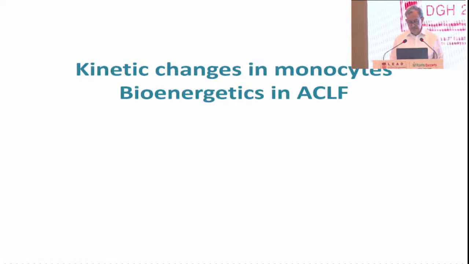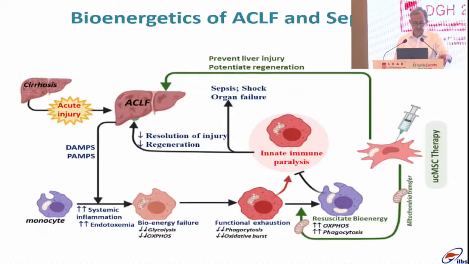Now I'll briefly touch on a very interesting area which might excite you, kinetic changes in monocytes, bioenergetics in ACLF. Now in ACLF, because of the injury in a cirrhotic liver, DAMPs and PAMPs, over a period of time, the cells in 24 hours have low glycolysis and low oxidative phosphorylation. And there is a functional exhaustion of neutrophils in about 12 hours, monocytes in 24 hours, dendritic cells in 24 hours. How do you restore this?